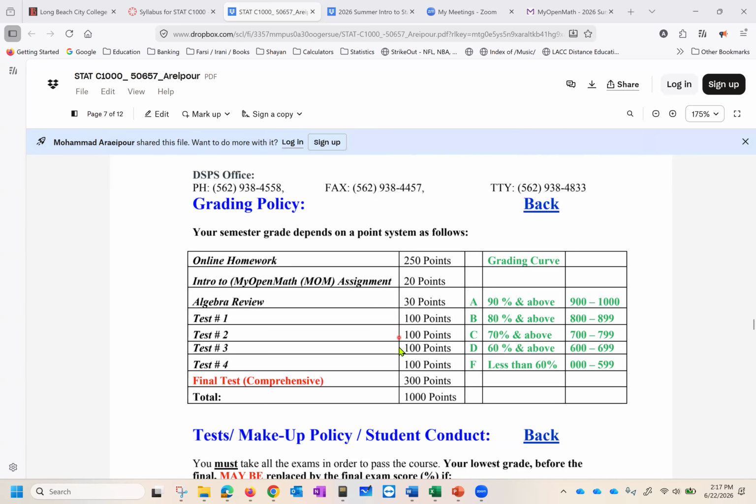We have 4 tests, each one is 100 points, and a comprehensive final, 300 points. What I want to explain about the comprehensive final, it's really not that bad because it's 70% based on the previous exams and about 30% brand new stuff. So it's a point system, 1,000 points is total, therefore 900 points or more gives you an A. That means 90% and above. 80% and above, between 800 and 899, you get a B, so on and so forth.